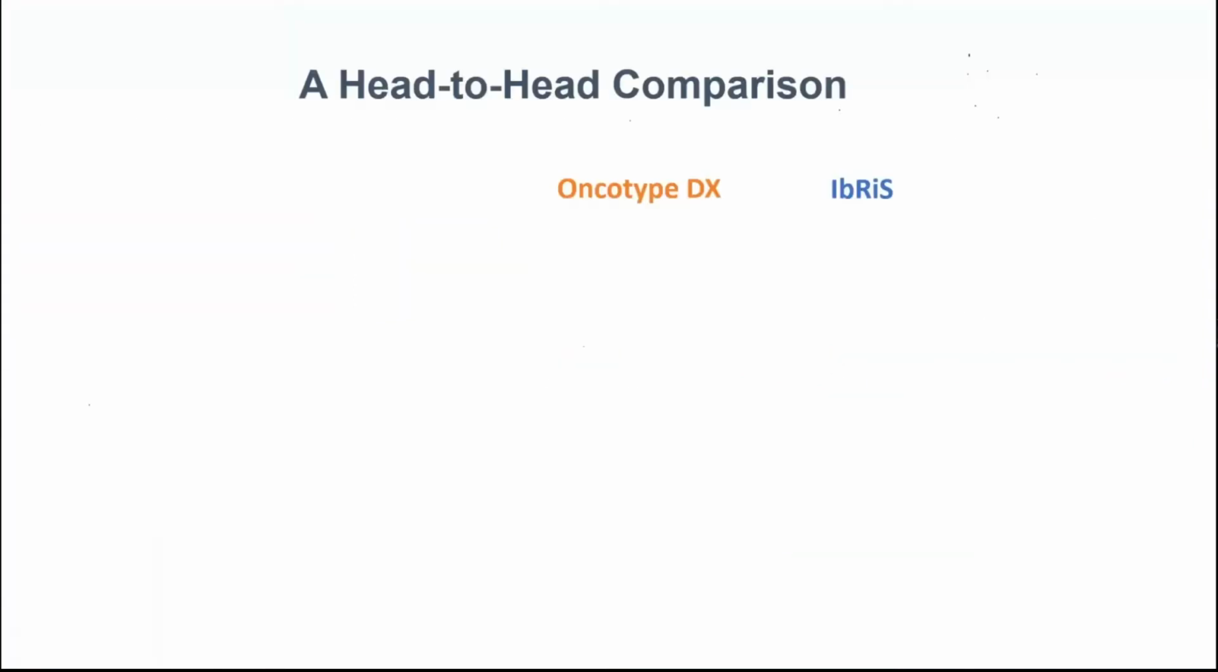And so why is all of this important? Well, just a head-to-head comparison. It's a little bit tongue-in-cheek, so you'll indulge me here. I talked about Oncotype DX. Like I said, it's an expensive test, $4,600. If you think about the IBRIS test, well, it's pennies on the dollar. All it really costs is the electricity and the computational resources needed to run the algorithms.